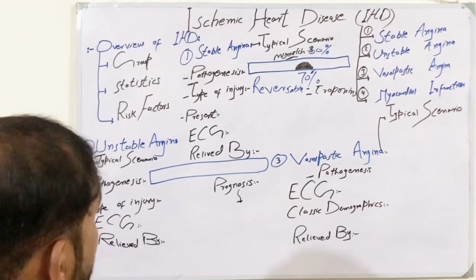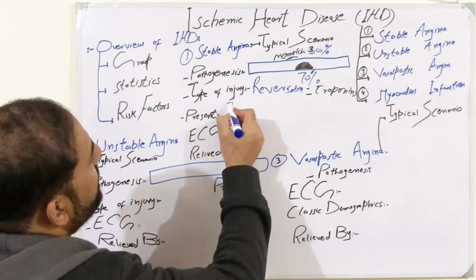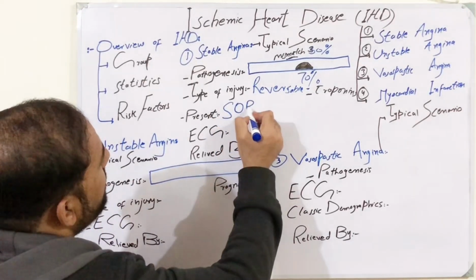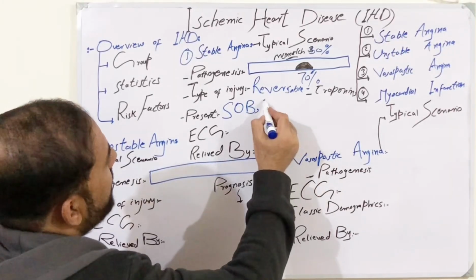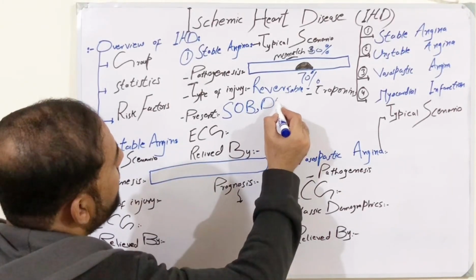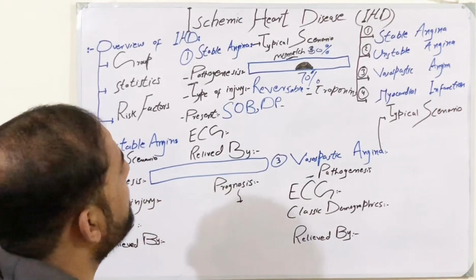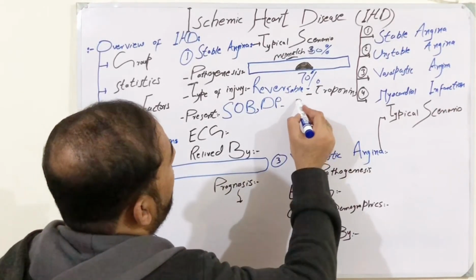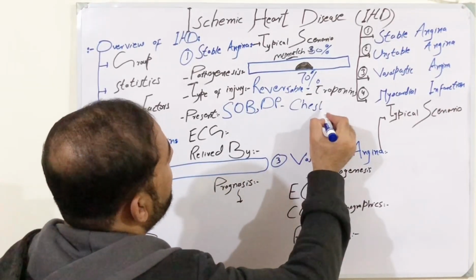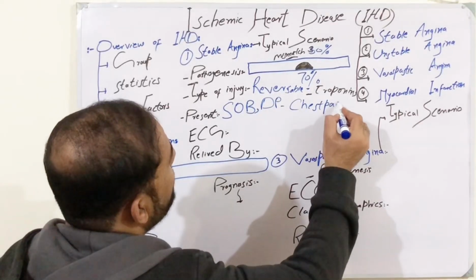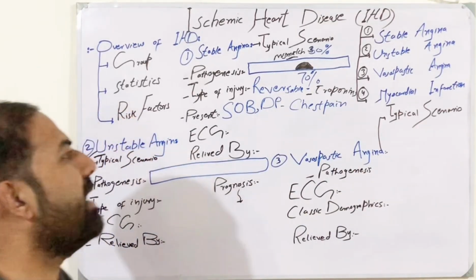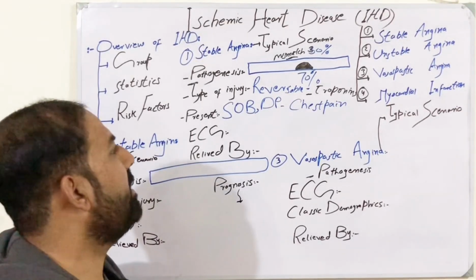How will the patient present? The patient will present with shortness of breath, diaphoresis, and of course chest pain, as the name suggests, angina, chest pain. And remember, this chest pain will be radiating.